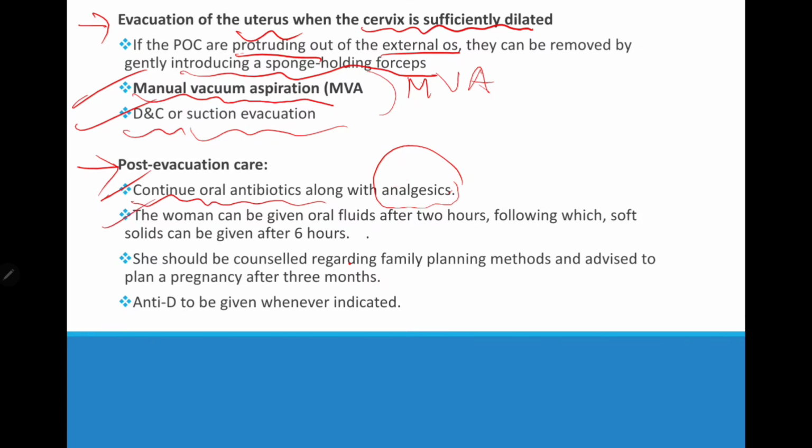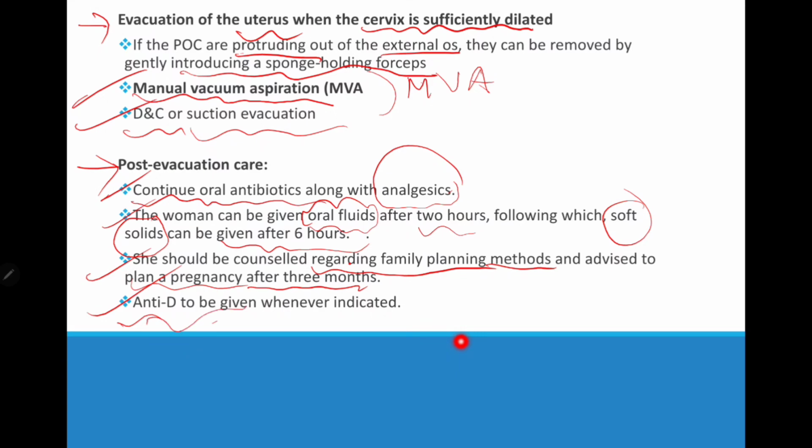The woman can be given oral fluids after 2 hours, following which soft solids can be given after 6 hours. She should be counseled regarding family planning methods and advised to plan a pregnancy only after 3 months. And anti-D is to be given whenever indicated.